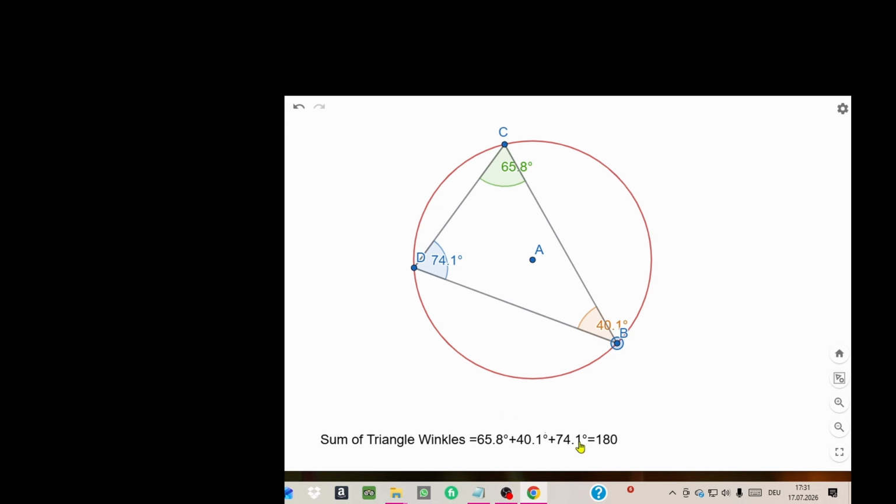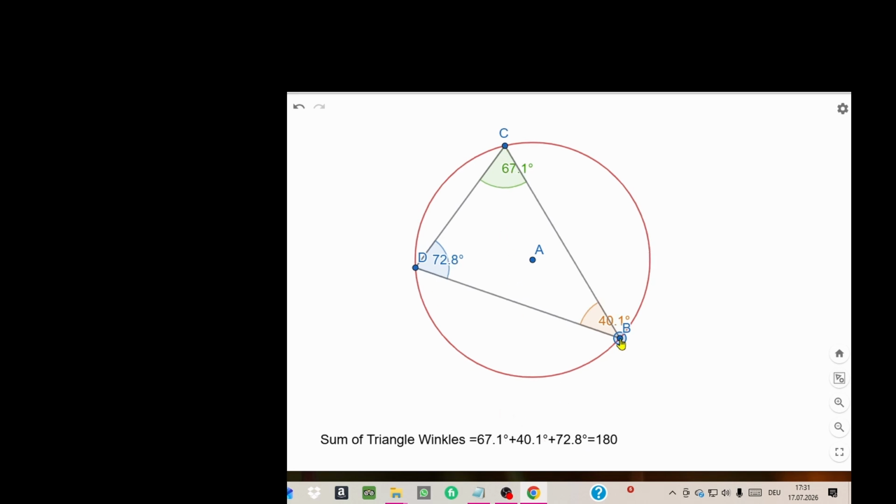There is also another simple explanation for this. Each angle of the triangle is opposite an arc of the circle. For example, angle B is opposite arc CD, angle D is opposite arc BC, and angle C is opposite arc BD. These angles are called inscribed angles. We know that an inscribed angle is always half the measure of its intercepted arc.